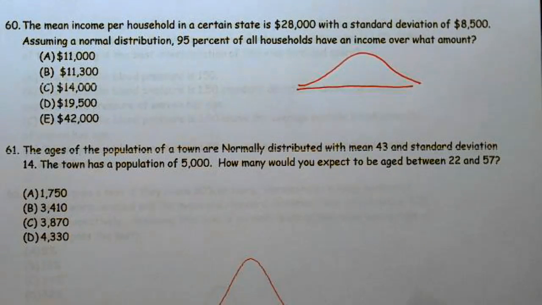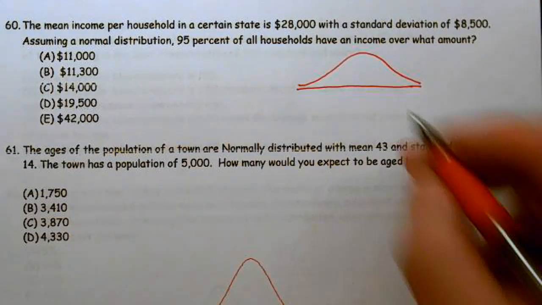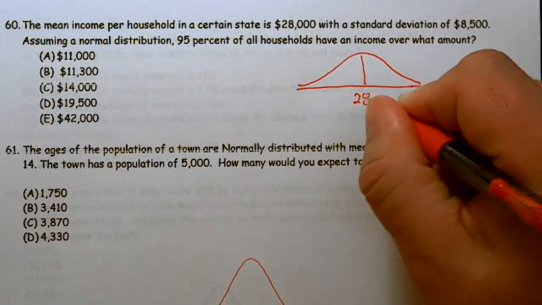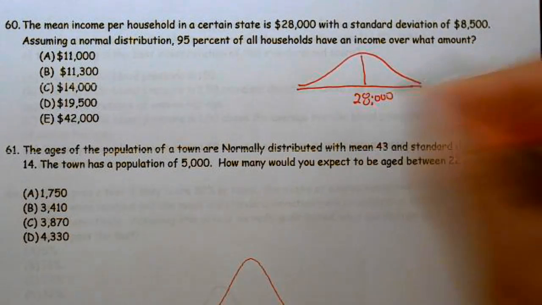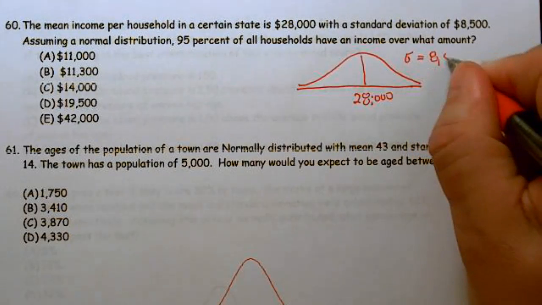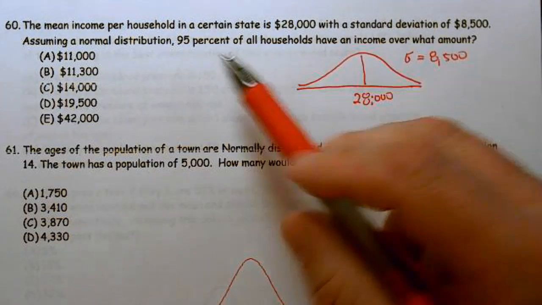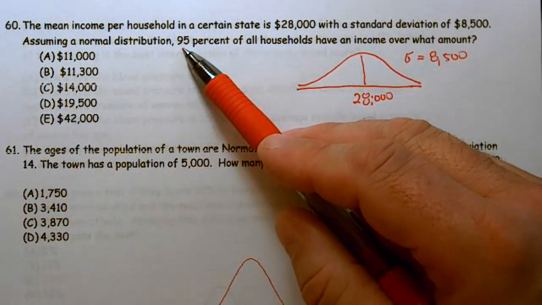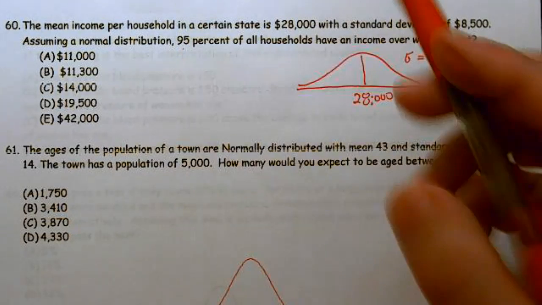This is a tricky problem, and I don't think it'll be on your final, but I'm going to show you how to do it anyway. The mean income is 28,000. And I drew the normal curve because they told me it was normal. The standard deviation is 8,500. And here we want 95% have an income over what? All right.